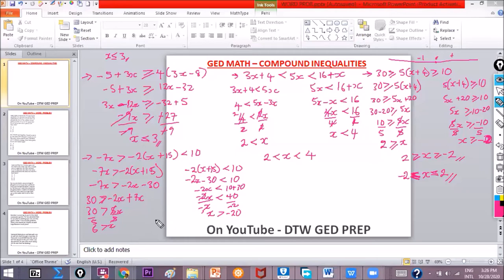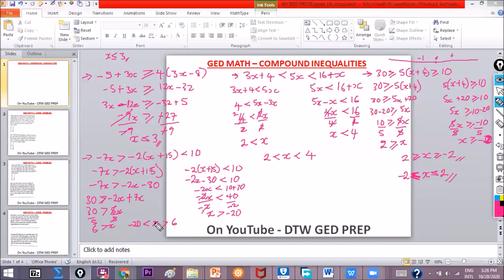So first of all, you put your x in the middle. Now let's look at this negative here. It says x is greater than minus 20. So this should be x greater than minus 20. For this it says x is what? Less than 6. So here will be x less than 6.